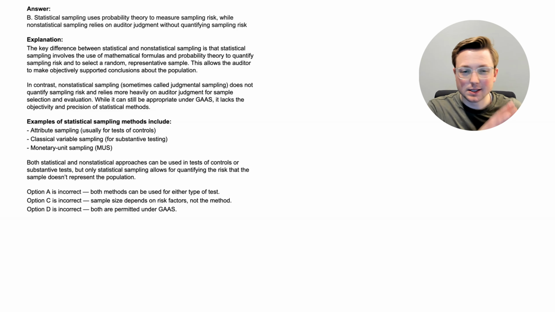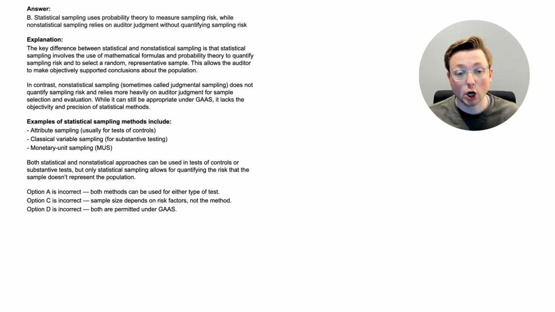We're learning statistical and non-statistical are broader categories. The things we've been talking about so far, variable and attribute sampling, fall into these categories. So let's make sure that we understand what they are. The key difference between statistical and non-statistical sampling is that statistical sampling involves the use of mathematical formulas and probability theory to quantify sampling risk and to select a random representative sample. This allows the auditor to make objectively supported conclusions about the population.